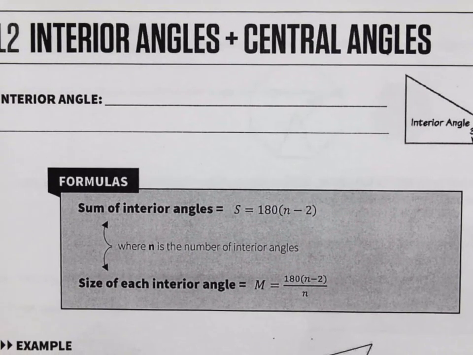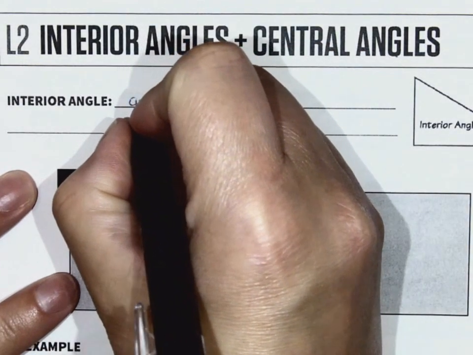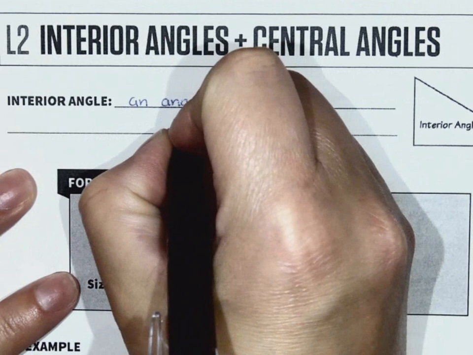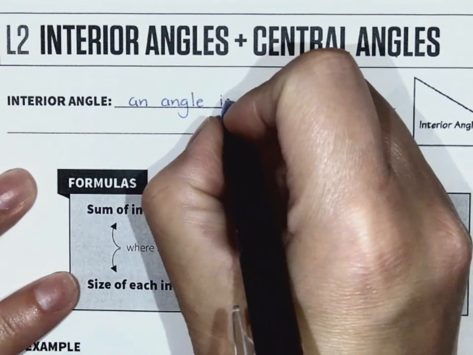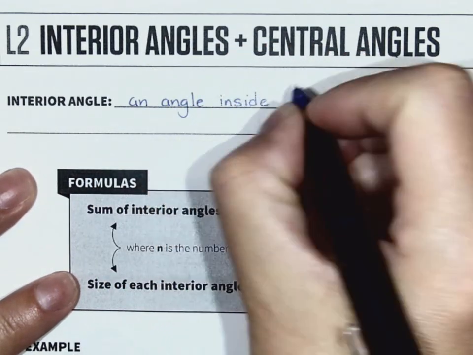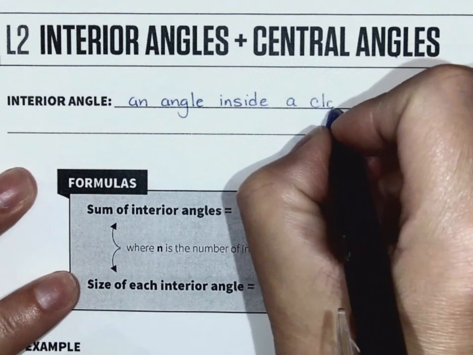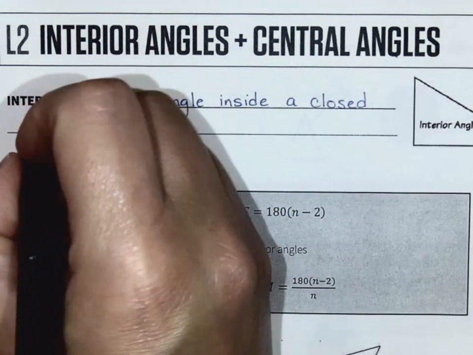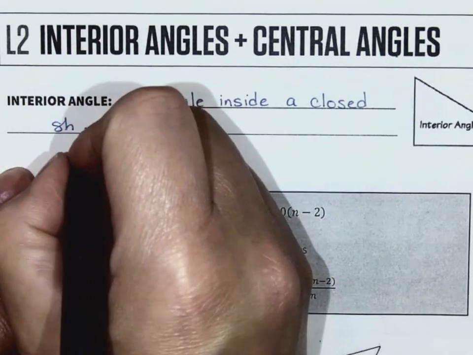Okay, so today we're moving on to interior angles and central angles. An interior angle is an angle that's inside a closed shape. Interior, inside. An angle inside a closed shape.